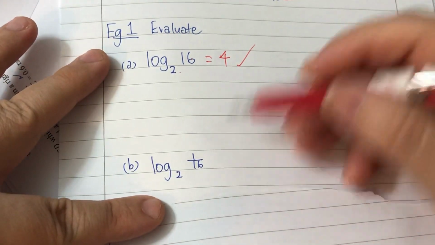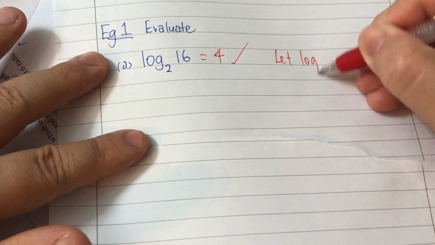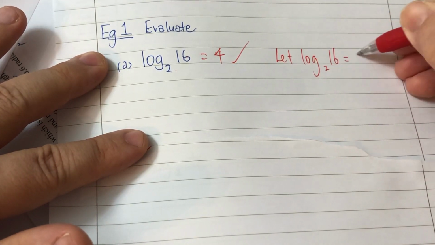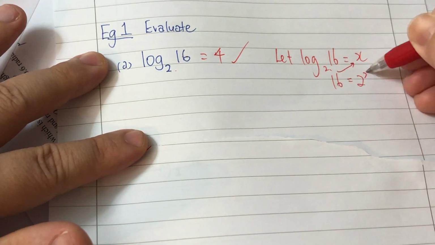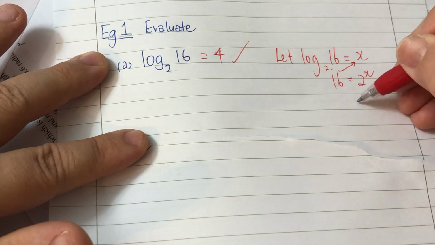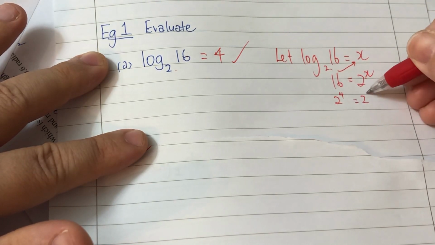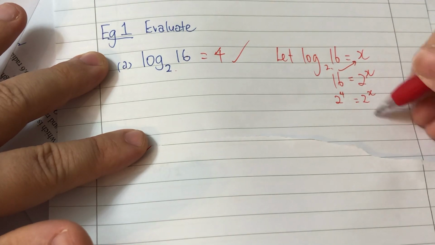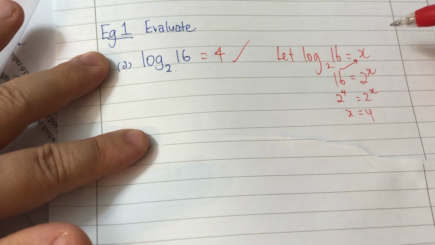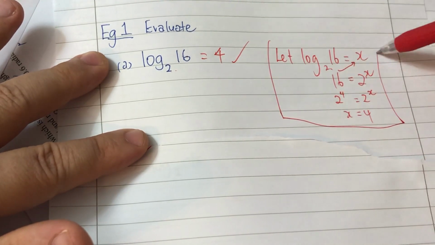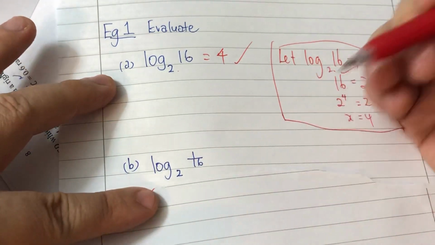I leave so much space just to tell you, if you don't know, you let the answer be x. Then 2 to the power of x is 16. So what must this x be? So x equals to 4, but no need, it's so easy. But for a difficult question, you will have to do it this way. Now let's do the second one. Maybe this one you need it already.